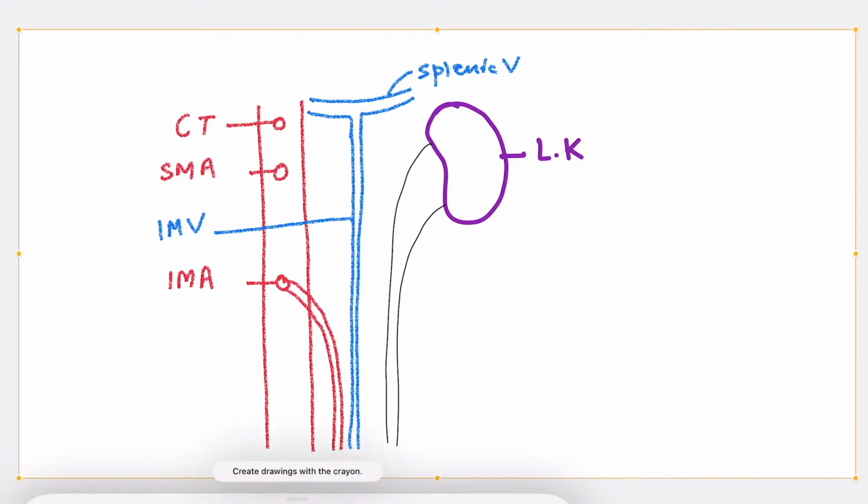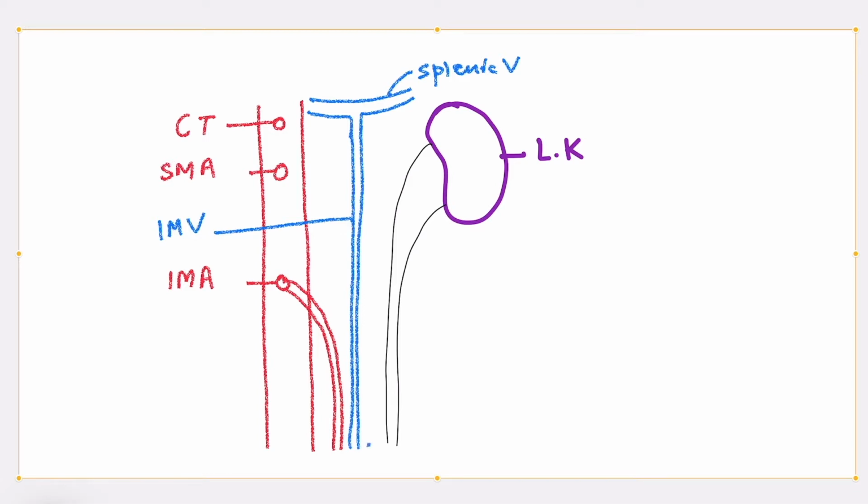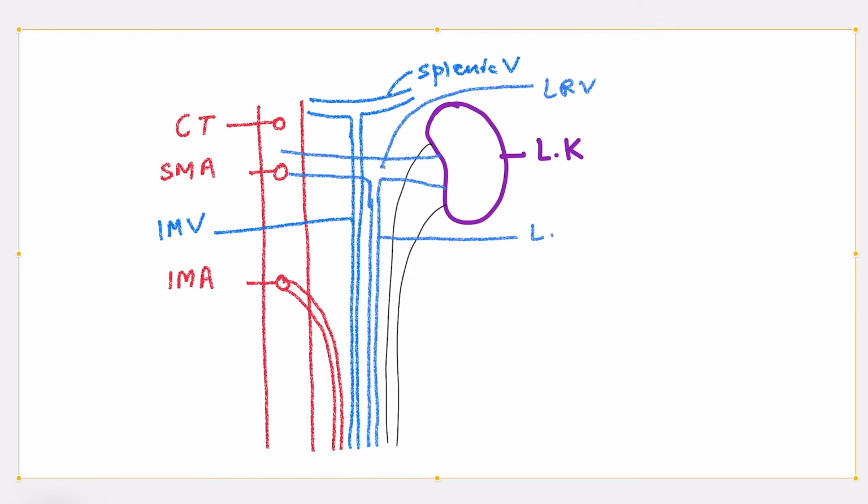The next structure again that will be in medial relation will be the gonadal vein. This gonadal vein from the left side, the left testicular or the left ovarian vein, this also will be in medial relation to the left ureter. This left testicular vein or the left ovarian vein joins the left renal vein, and this structure is the left gonadal vein, which may be testicular or ovarian.